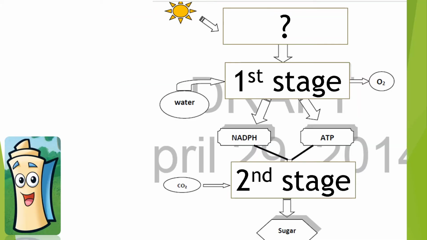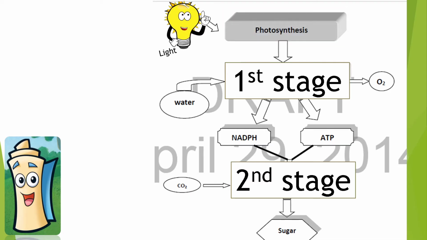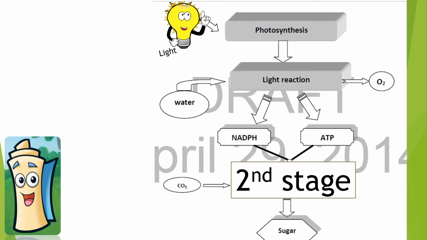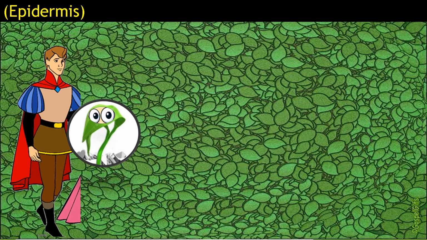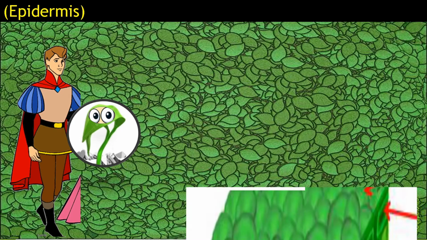To activate the process of photosynthesis, you need the first raw material, which is the light, and then undergo 2 stages. The first stage is the light reaction. Outside the leaf is the epidermis. It is the outer layer of the leaf. It protects the inside part of the leaf.